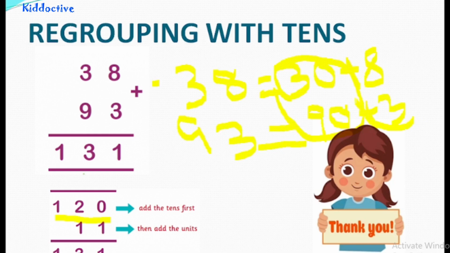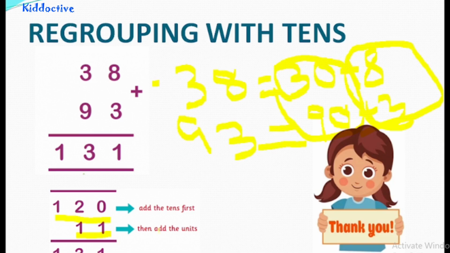Now it's the time of the ones place. 8 plus 3. Tell me. Yes, 11. So we are going to add it. 120 plus 11. So first we are adding the ones place number. 1 plus 0 equals 1. 2 plus 1 equals 3. And 1 plus nothing, meaning 0, equals 131.